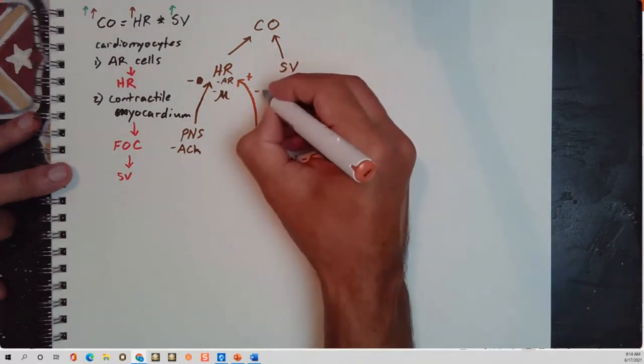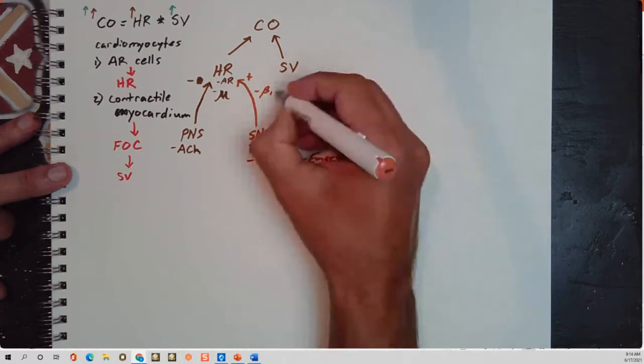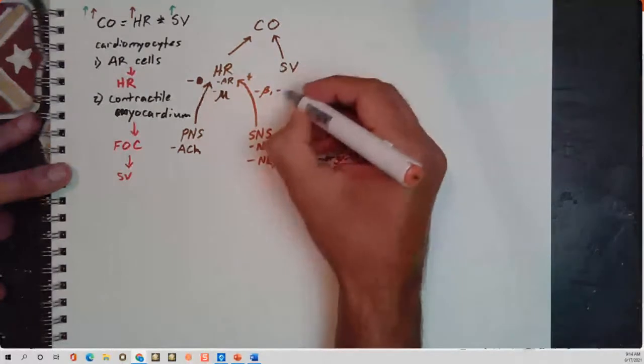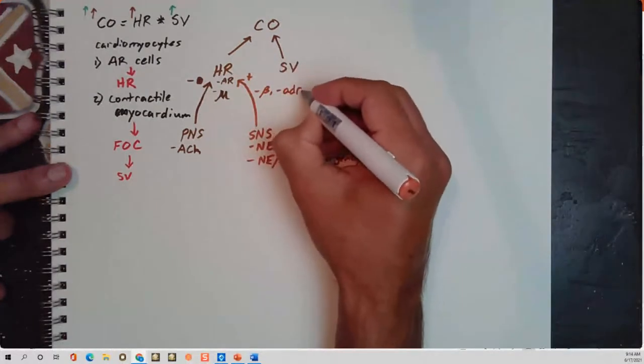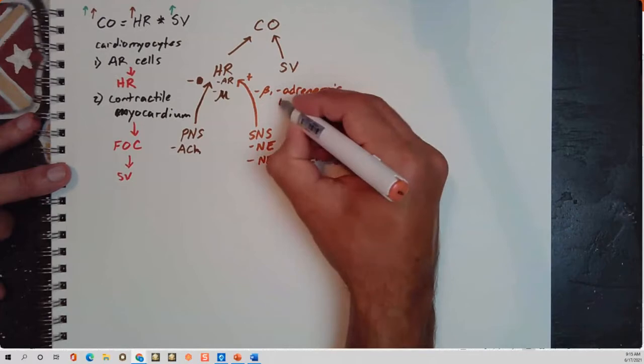That's going to take you guys a little bit more practice. This is beta 1. I should have given myself more room. Adrenergic receptors.